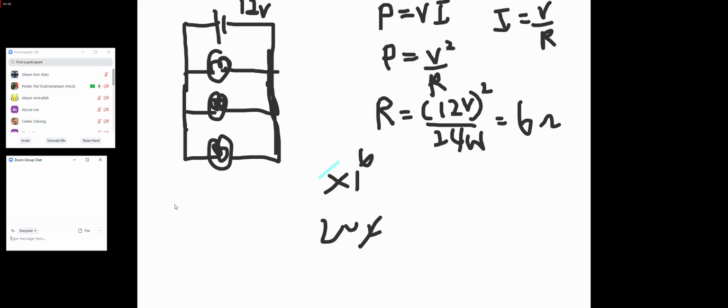So what I'm trying to do here is show you all that each of these bulbs is only 6 ohms. 6 ohms, okay, done with that part.